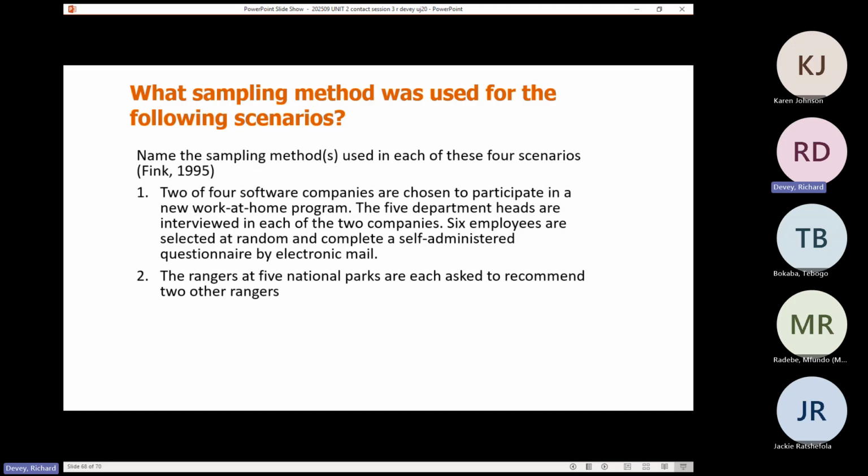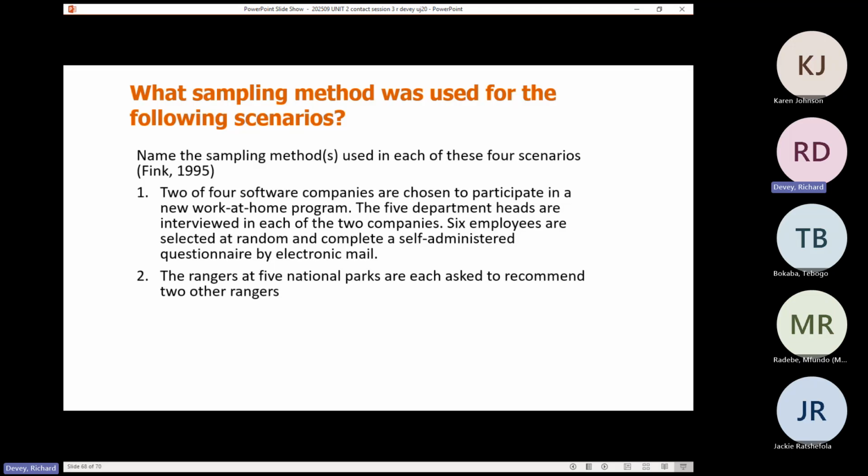If there's only 5 department heads and they're all interviewed, there's no sampling actually taking place there. It's like a census of the heads, and then the employees are selected using a random process, probably simple random sampling. So this could potentially be a multi-stage sample if we knew more about the process of selection, if the 2 of the 4 companies were chosen.